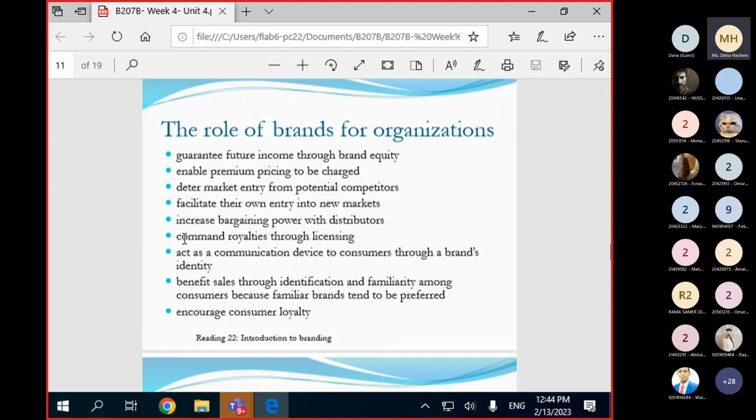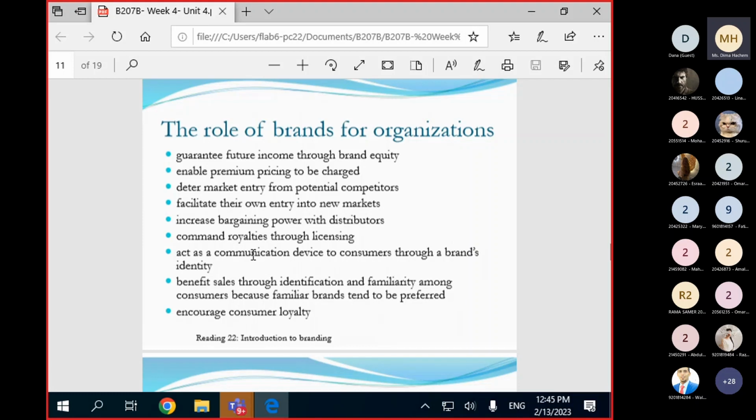Okay, you can command royalties through licensing. So you could use your brand name to be licensed somewhere else. So today, if you want to buy a Disney t-shirt, any t-shirt that you buy from the mall that has the Disney characters, some money would go to Disney through licensing. Okay, because you are using the Disney characters. Disney is a brand. It acts as a communication device to consumers through a brand identity.